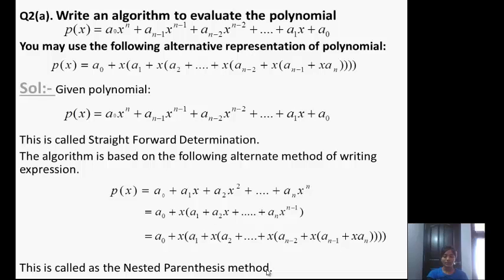This algorithm is based on the following alternative method of writing the expression. Now in the next step, x is common in these terms. And in the next step, from this term we can take x common. This is called the nested parenthesis method.